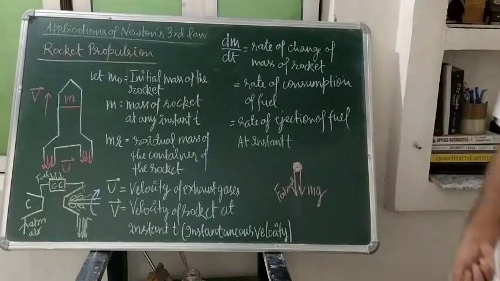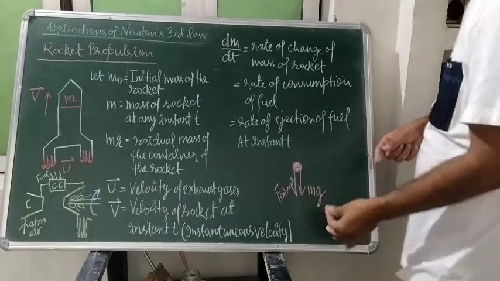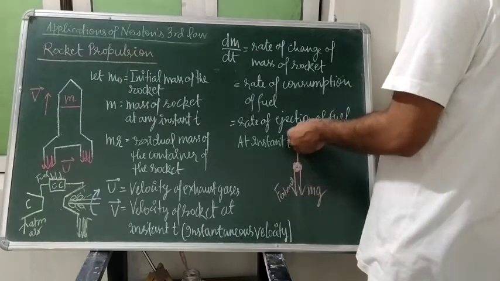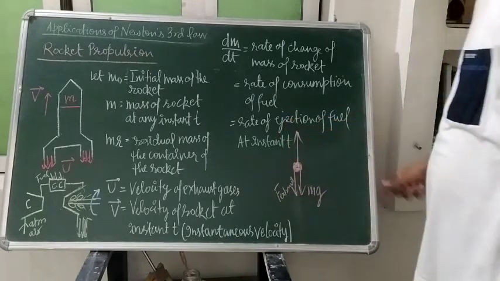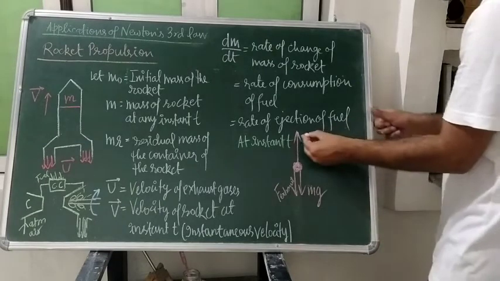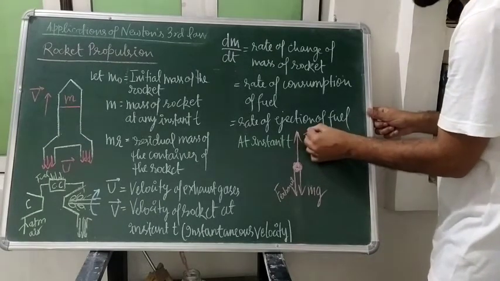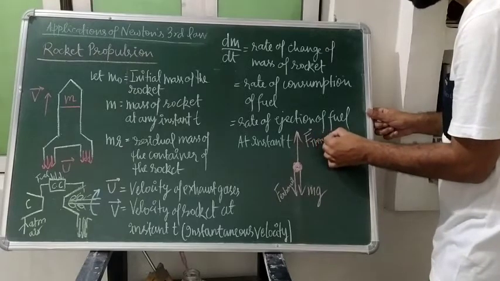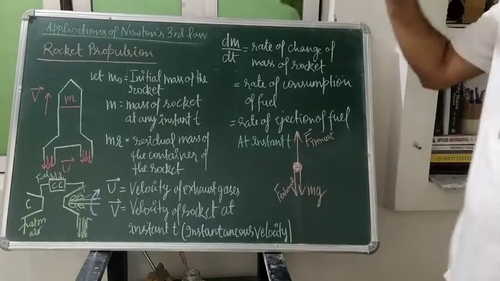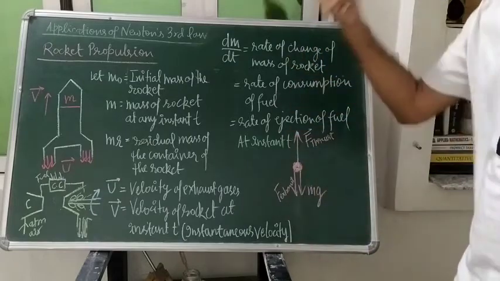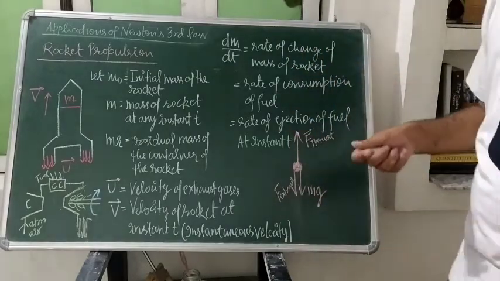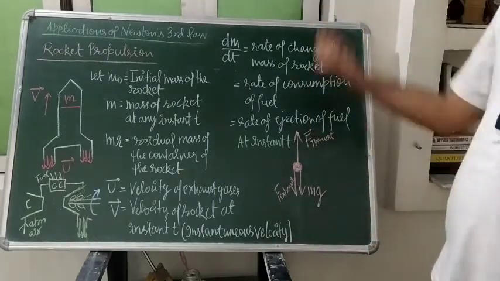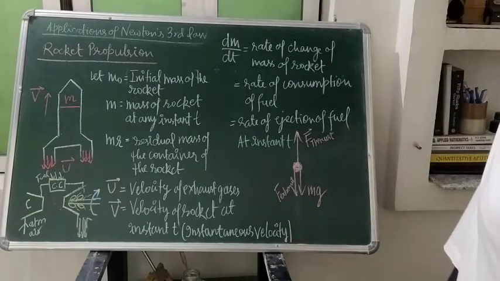Okay, if exhaust is acting in the downward direction, and weight is acting in the downward direction, then because of that exhaust of gases, our rocket will have a thrust force. This will be F thrust in the upward direction. Because of Newton's third law, exhaust gases will apply a force on the ground, so the ground will apply a force on the rocket, so thrust will be produced in the rocket and the rocket will go up.